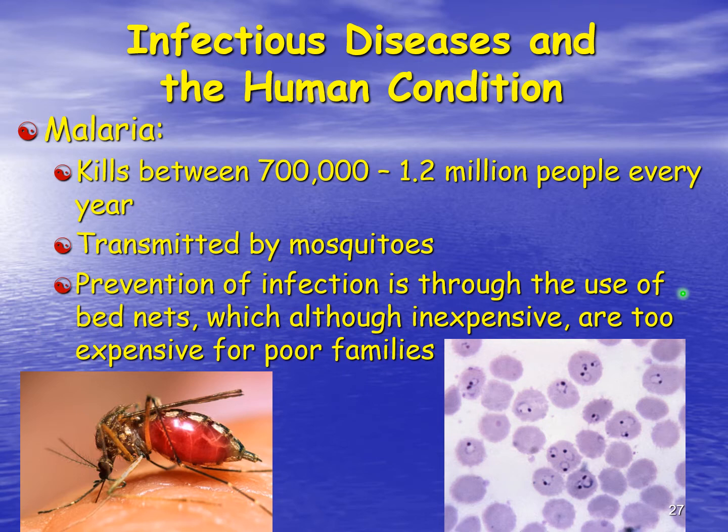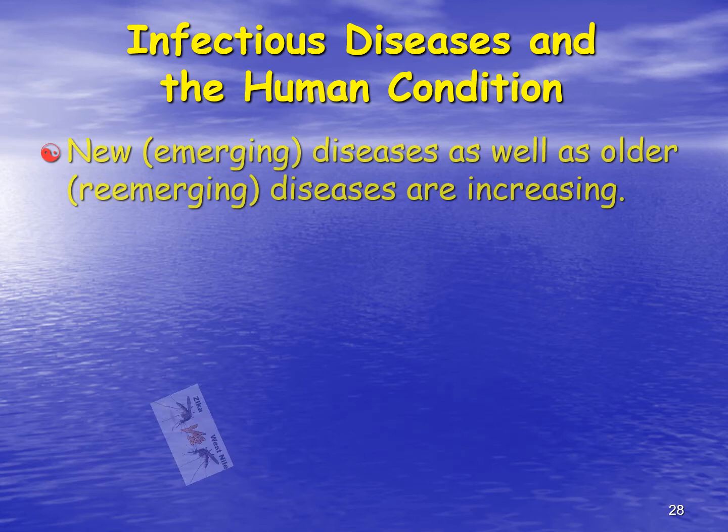Prevention of infection of malaria is through the use of bed nets. Although quite inexpensive, they are typically much too expensive for very poor families in regions where the vector, the Anopheles mosquito, is found. And that's primarily in the tropical regions of Africa, India, and parts of South America.